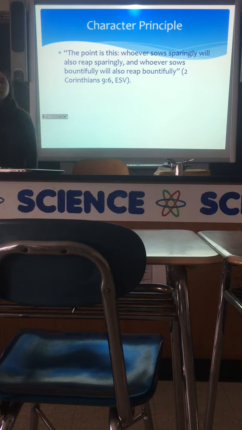And then remember our character principle today. The point is this: whoever sows sparingly will reap sparingly, and whoever sows bountifully will also reap bountifully. So you know, the more you ask questions, the more you get involved and work hard, and get creative with your work, the more you'll gain from it. So just keep that in mind, okay?